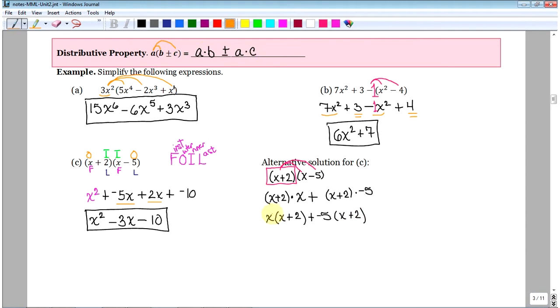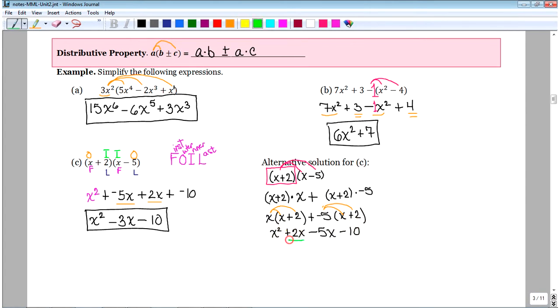So now when we distribute, we have to distribute the x, and then we need to distribute the negative 5. X times x is x squared. X times 2 is 2x. Negative 5 times x is negative 5x, so I'm just going to go ahead and write that instead of doing plus a minus. And then negative 5 times 2 is negative 10.